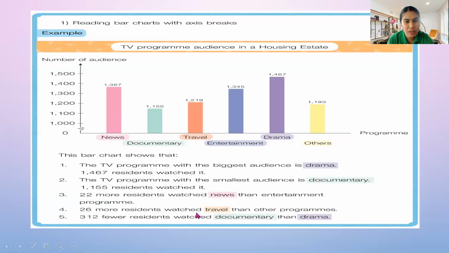26 more residents watch travel than other programs. So travel is 1,219. Other programs is 1,193. 312 fewer residents watch documentary than drama. So fewer means smaller. Documentary is 1,155. Drama is 1,467. So if you subtract drama minus documentary, the answer is 312.